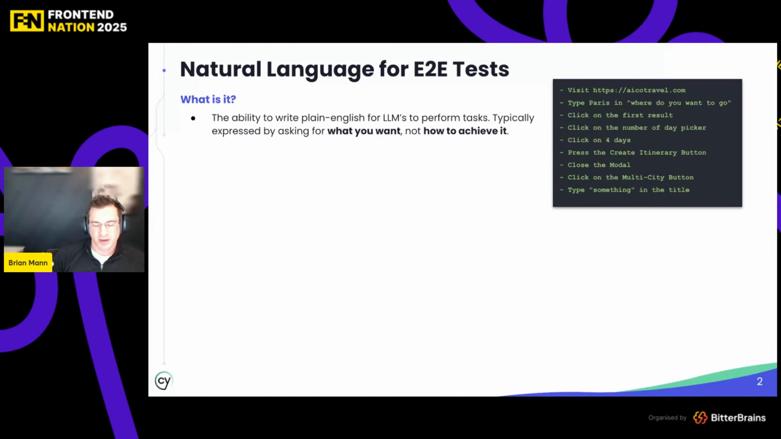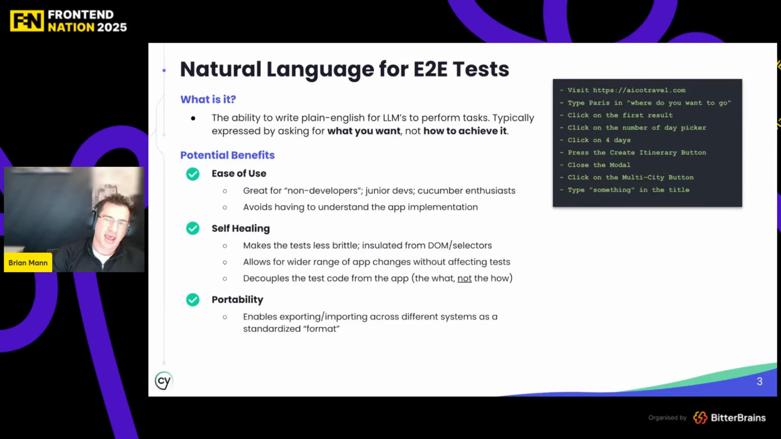What is natural language? It is basically the ability for us to write plain English for LLMs to perform tasks. And often this is expressing what it is you want, not necessarily giving all the details about how to achieve it. And this is very enticing. This could yield some really big wins, whether it's for ease of use, right? It's great for non-developers or junior devs, or even people that enjoyed Cucumber, because ultimately, it avoids having to really understand all of the app implementation.